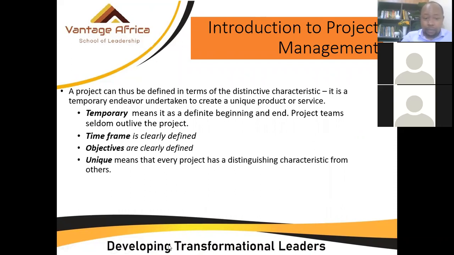Projects are unique, okay? This means that every project has a distinguishing characteristic from others. It does not matter how similar projects seem. There must be something that is unique about them, okay? Even if it is done by the same people or same resources, there must be something unique about each project.